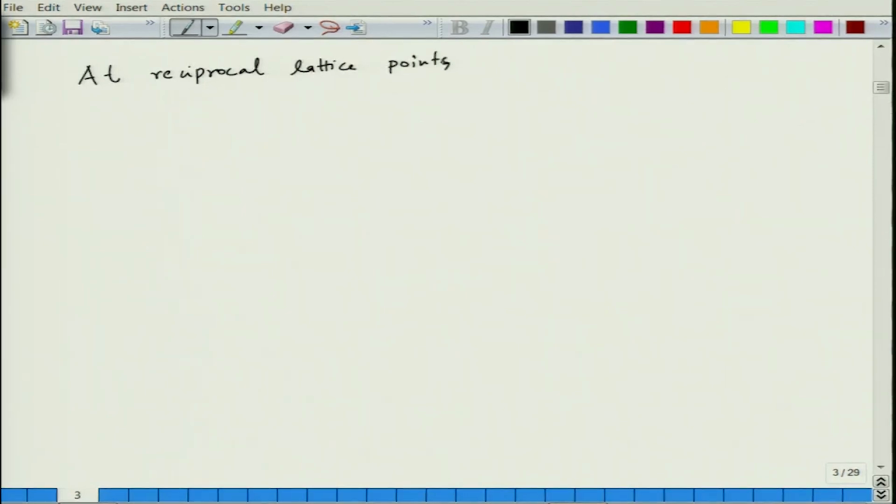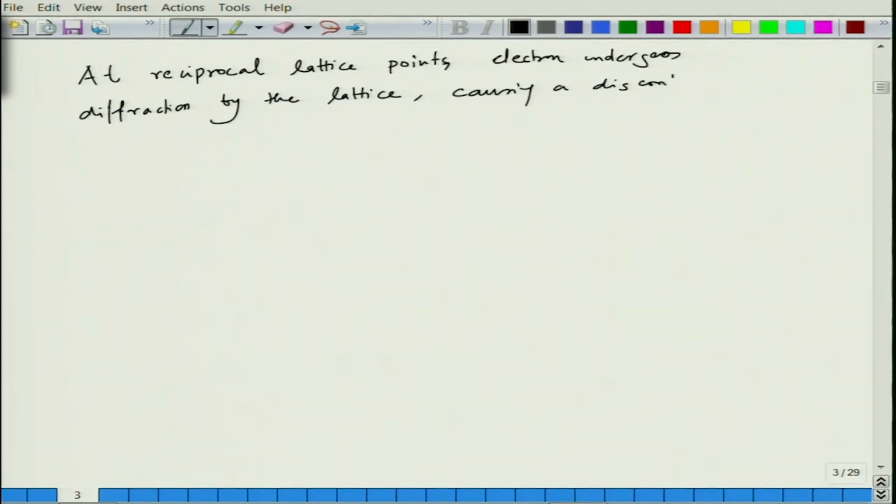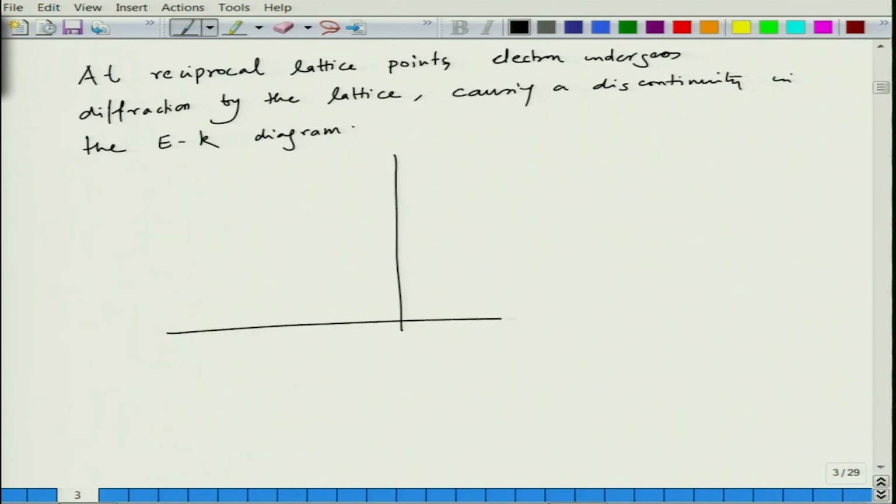at reciprocal lattice points, the electron undergoes diffraction by the lattice, causing a discontinuity in the E-k diagram. So, for a single one dimensional solid, this will be something like this.